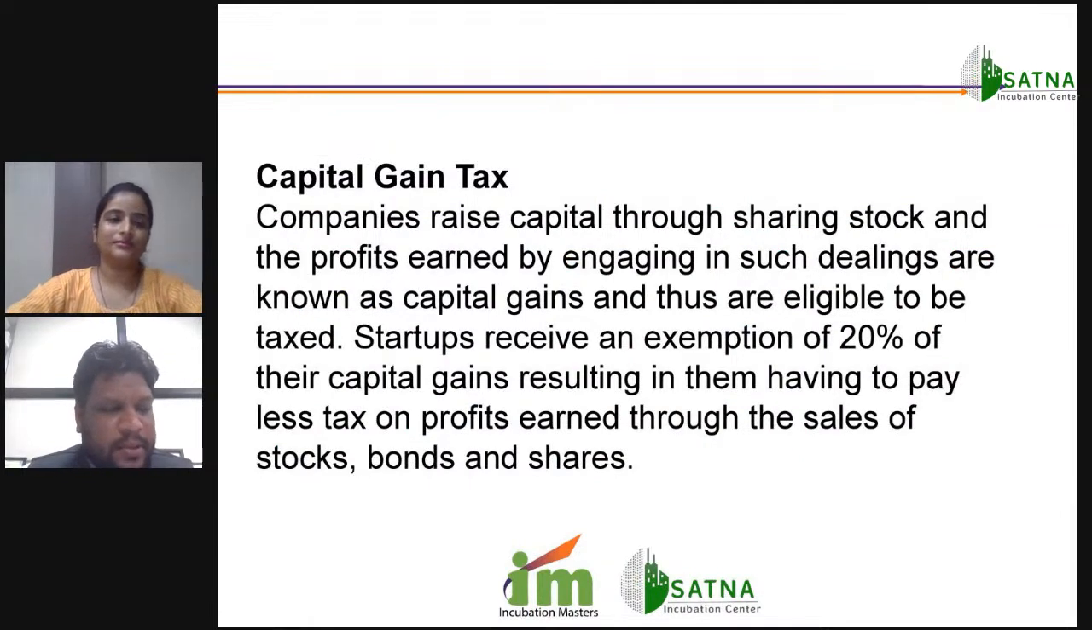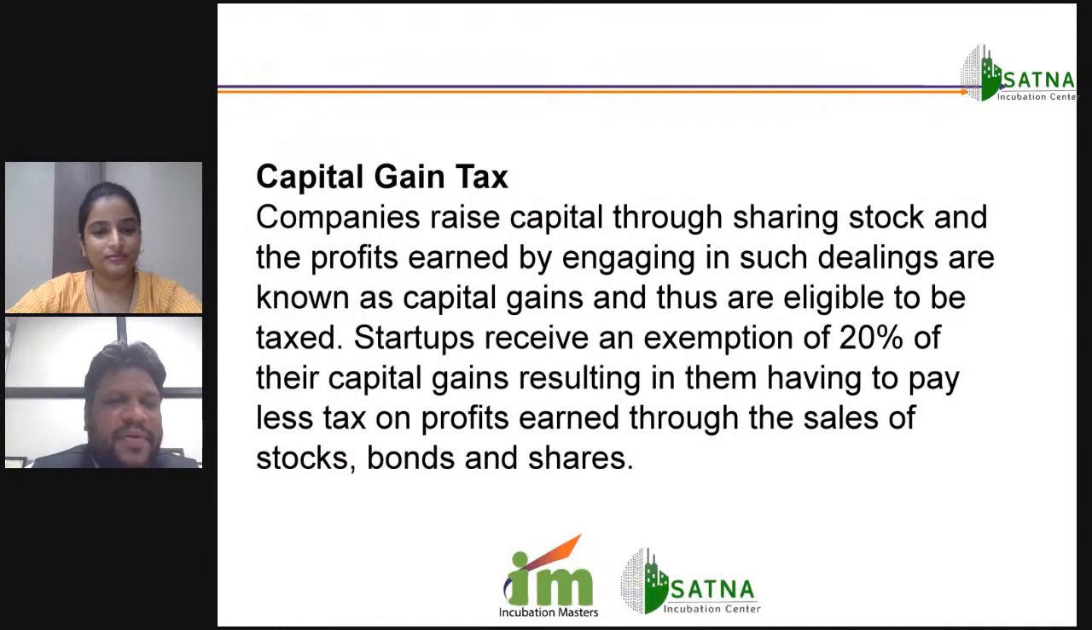Yes, so we were talking about the capital gain tax. If the company raises capital through shares or stock, or earns profit by engaging in such dealings, there is definitely a 20% capital gain tax. In that case also, if you are registered as a startup, you will get the waiver of that 20% on capital gains, resulting in having to pay less tax on profits earned through the sales of stocks, bonds, and shares. So if you are a registered startup and earning a capital gain, you will get the waiver for that tax. Yes, next.